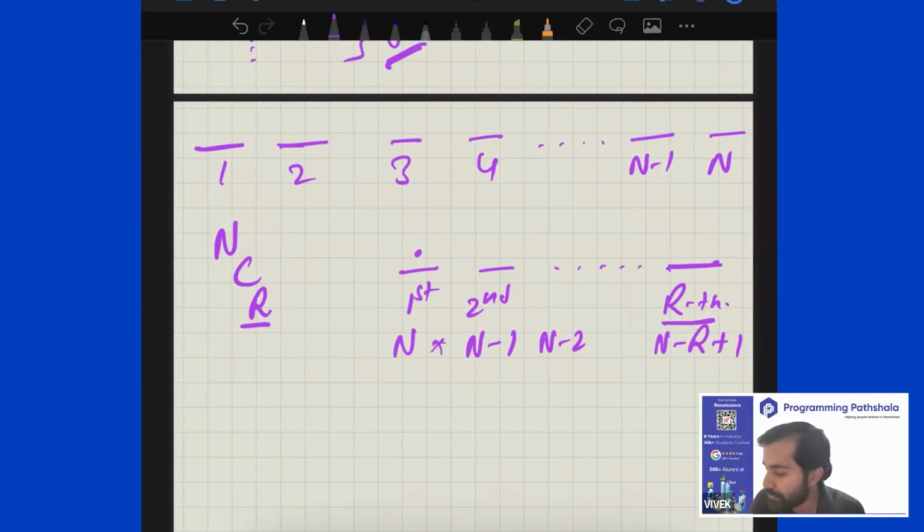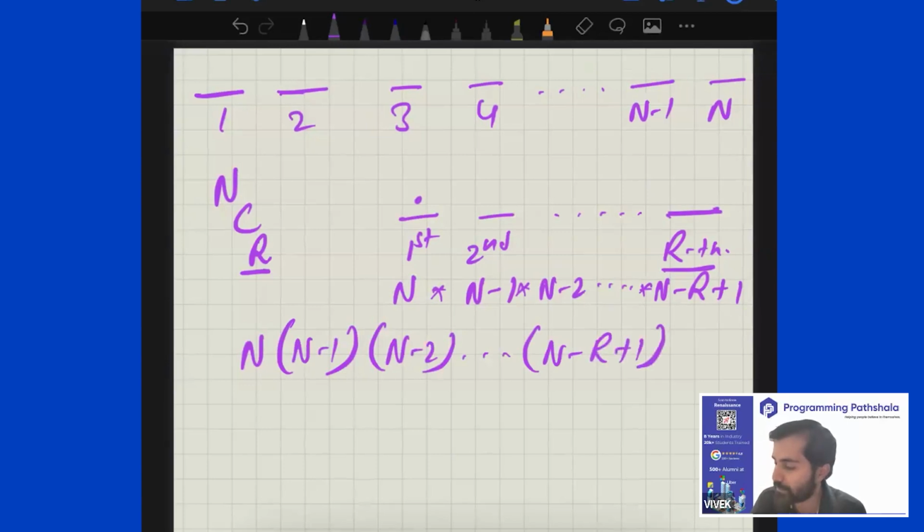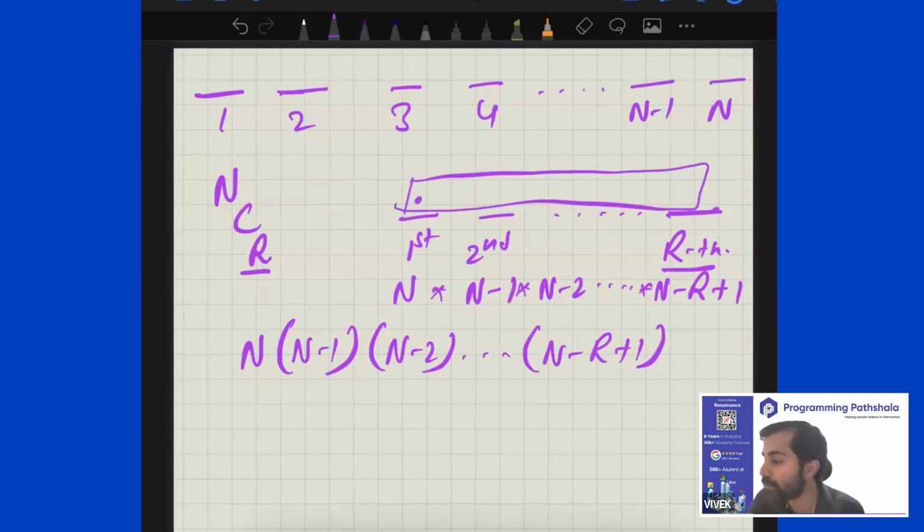Now by rule of product, how many different choices are there? By rule of product, the total number of choices is n into n minus 1 into n minus 2, so on till n minus r plus 1. Now we know one thing very clearly. Every combination would be repeated because of its permutations. What is the size of each combination? R, because there are r items.